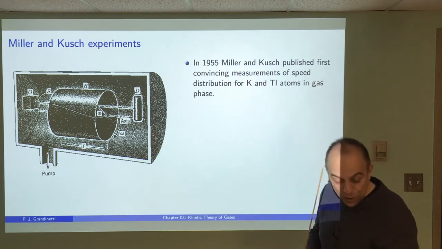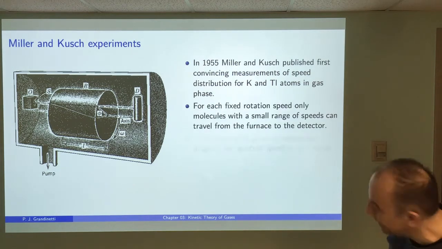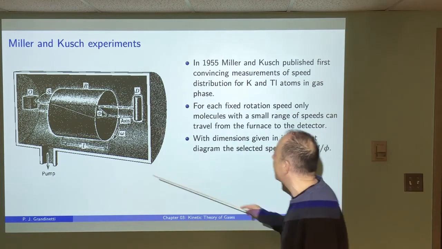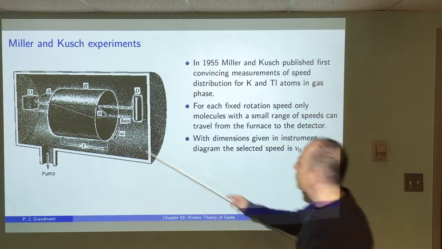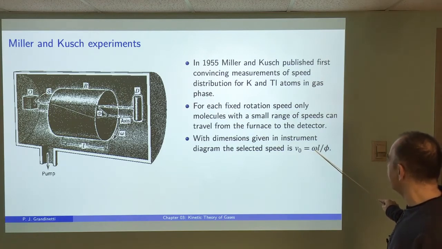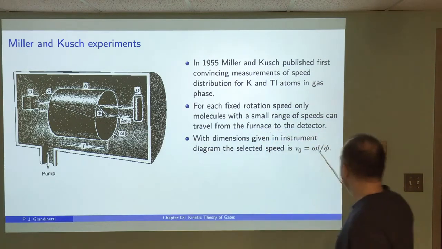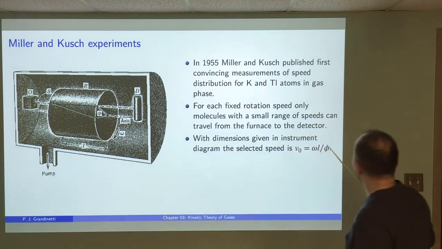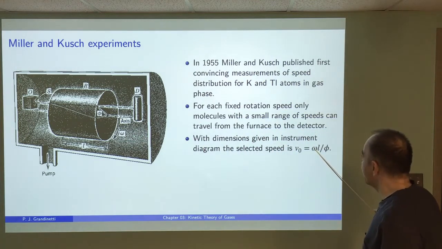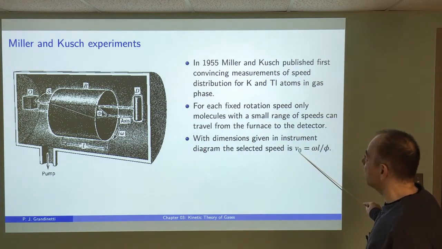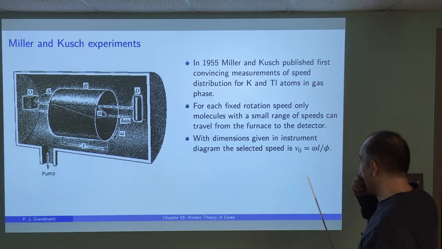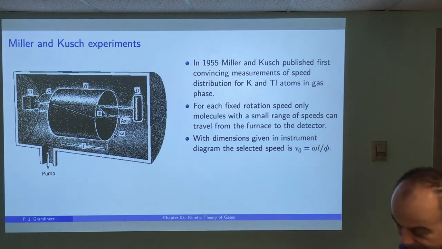Think about it for a while, but what you can work out is that for a fixed rotation speed, only molecules in a very small range of speeds can travel from the furnace to the detector. And you can calculate what that speed is, because it's going to be equal to the angular velocity of the cylinder times the length of the cylinder divided by this angle of the groove, which is phi. So if you vary the speed of the cylinder moving, then you can vary the range of speeds that can make it through this apparatus. Okay, so that's how their experiment works.